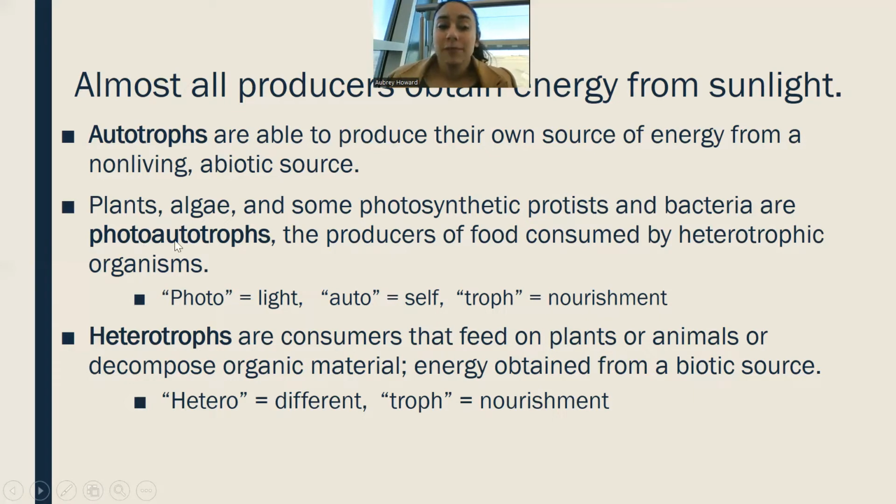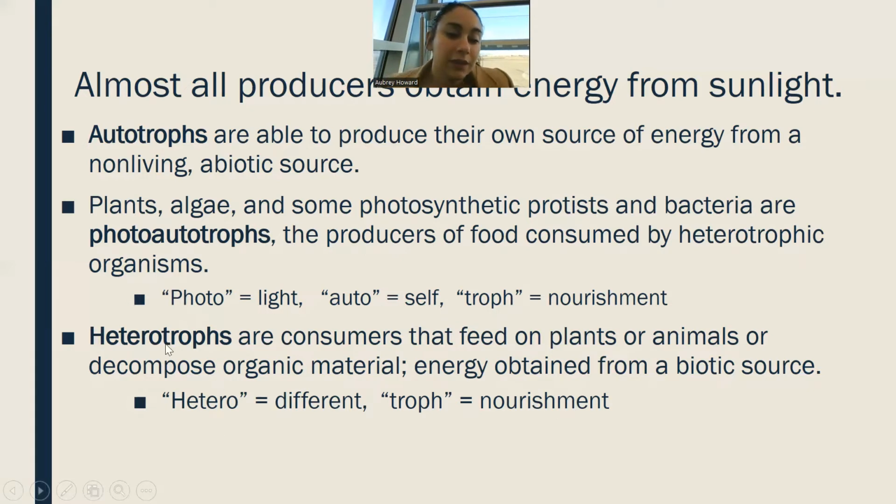Now, there's this term here, photoautotroph. And photoautotrophs is just a subgroup, being more specific for what an autotroph is. So if you were to take the word photoautotroph and break it down and look at all of its components, it literally tells you what the definition is. So photo means light. Auto means self, and troph means nourishment or feeder, something like that. So photoautotrophs use light to supply energy to themselves.